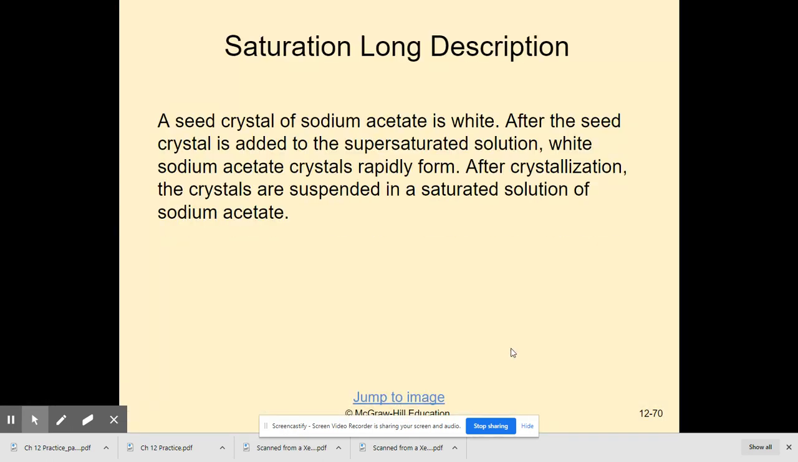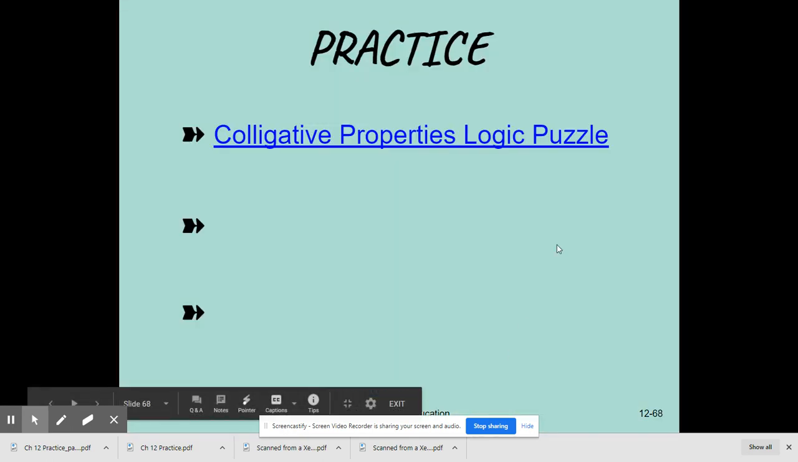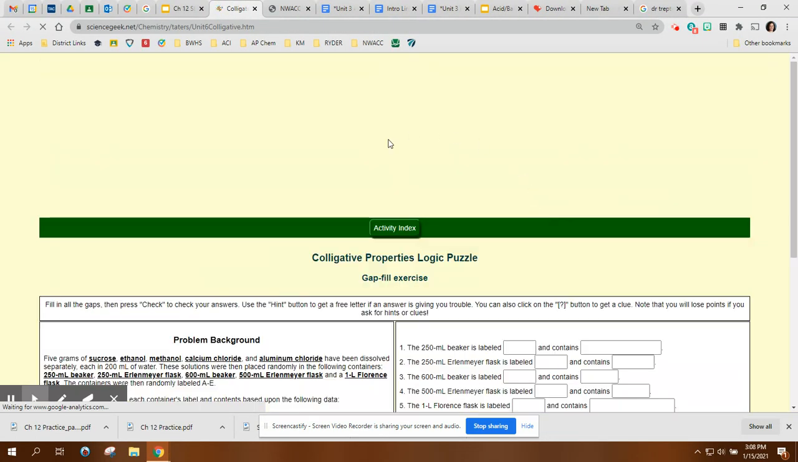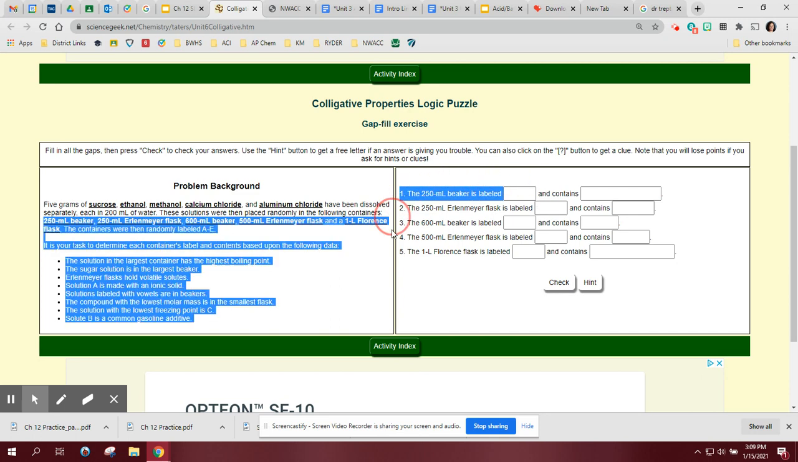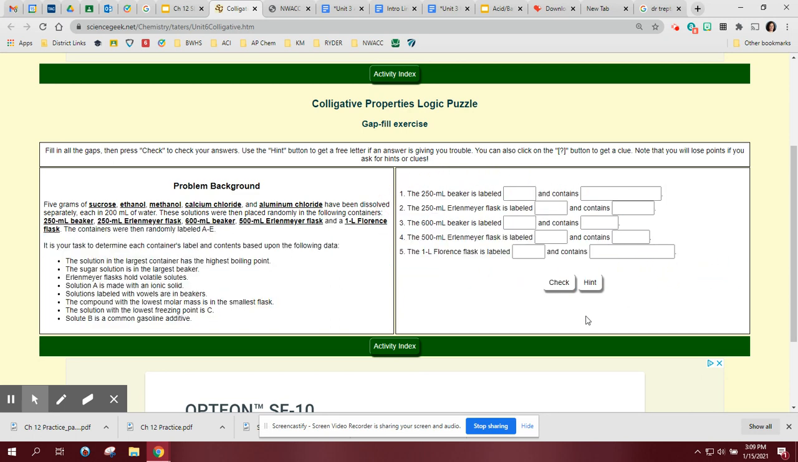Okay, that is the end of our properties. I'm going to have you work a colligative properties logic puzzle. It is linked. It's also on Google Classroom if you want to go through the slides. But there are 5 grams of these different substances. They've been dissolved separately in 200 mL of water. They're placed in these random containers, and then they're labeled A through E. So given the data that's down here, you're trying to see if you can figure that out.